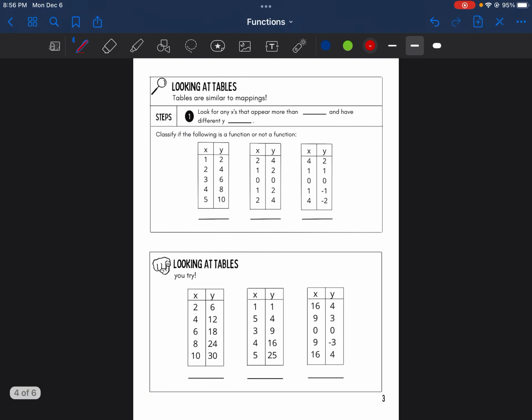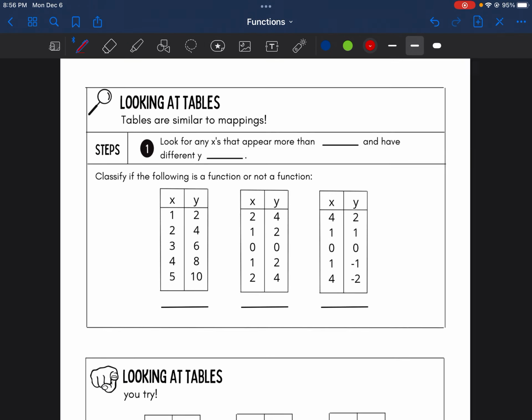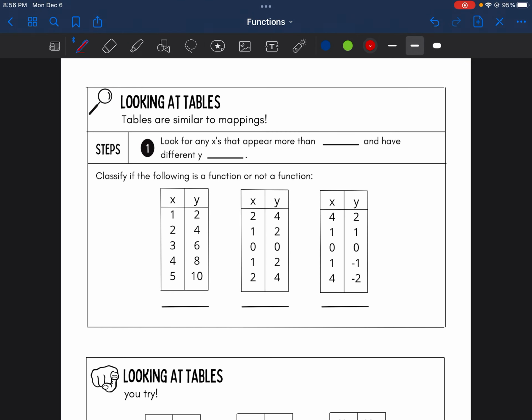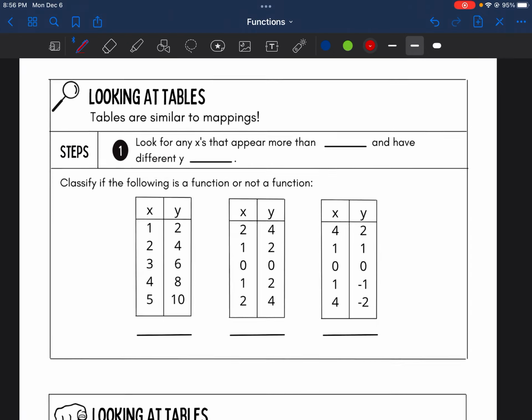So the next section, we're looking at tables. Tables are another way that we translate data in math or organize our data in math, and they're very similar to mappings. So we look at the steps here.